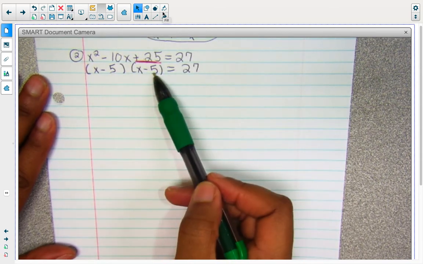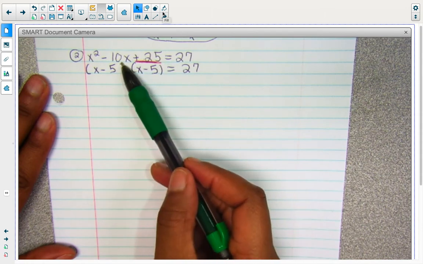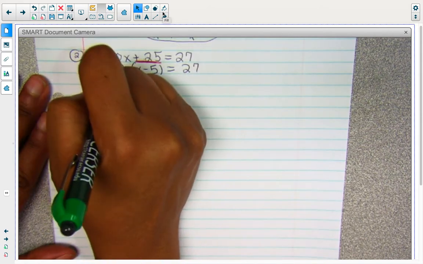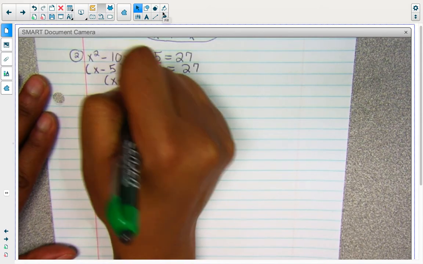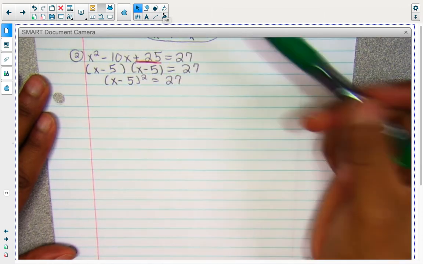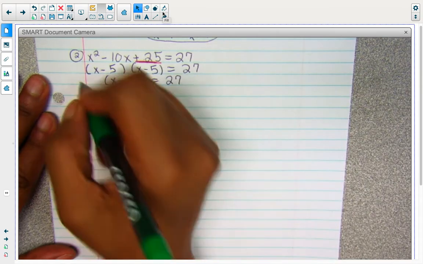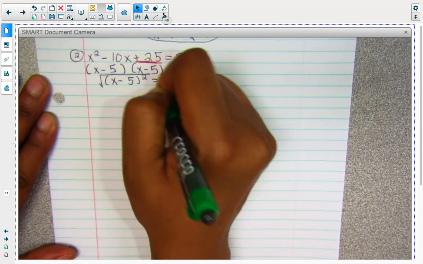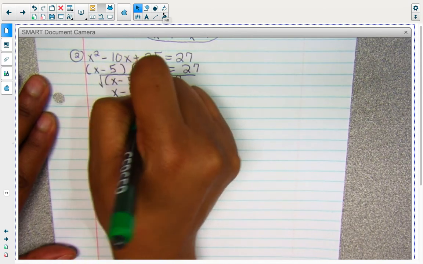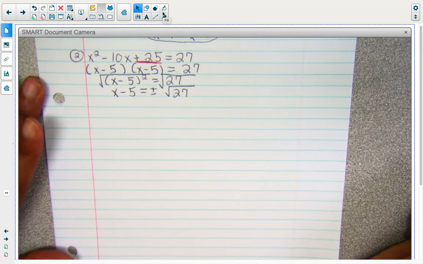Negative 5 times negative 5 is positive 25. Negative 5 plus negative 5 is negative 10. So we're in business. Let's condense this, make it smaller. Okay, the opposite of squaring is to take the square root. So we're going to square root both sides. So x minus 5 equals plus or minus the square root of 27.